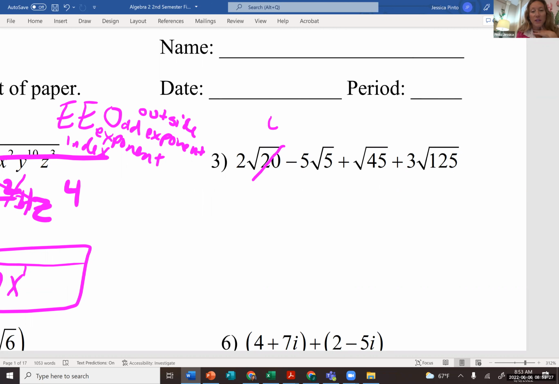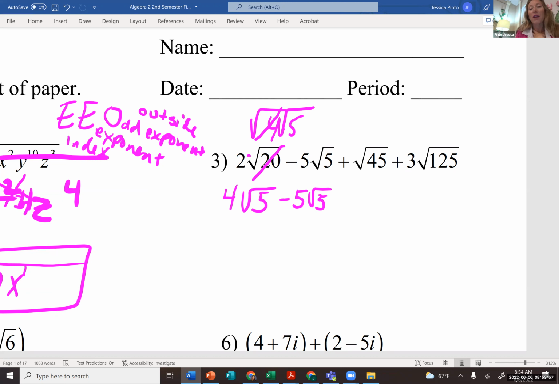20 is 4 times 5. And I think of 4 times 5 because the square root of 4 is 2. So I'm thinking of both of these inside the radical when I'm thinking about it. So the square root of 4 is 2, and that's going to be multiplied with the 2 outside to give me 4 rad 5 for that first term. The minus 5 rad 5 will not simplify further, so I'm just going to write it down again.